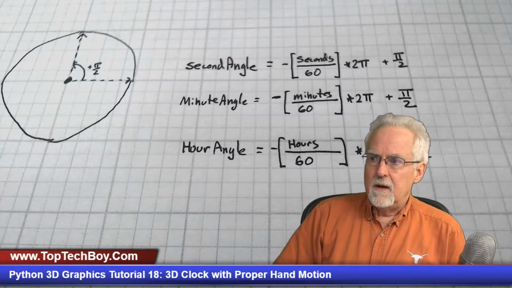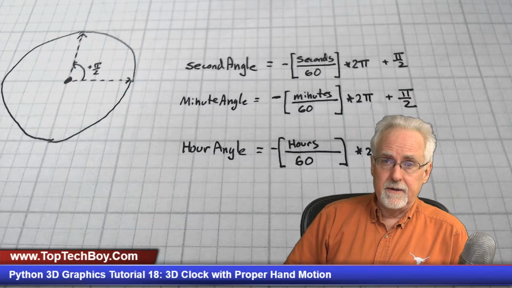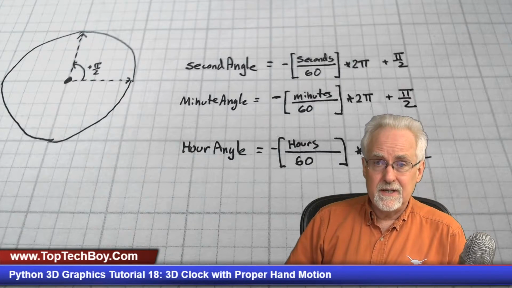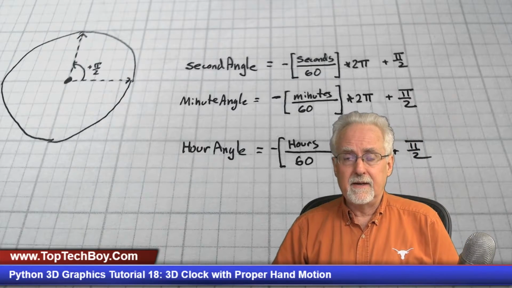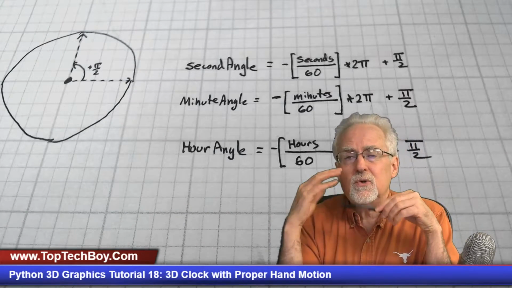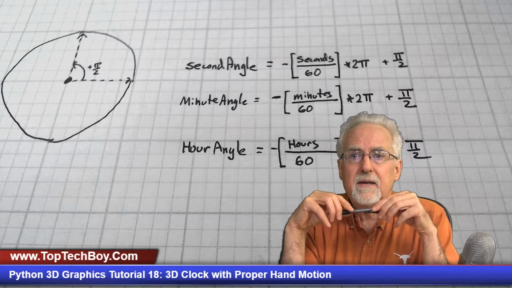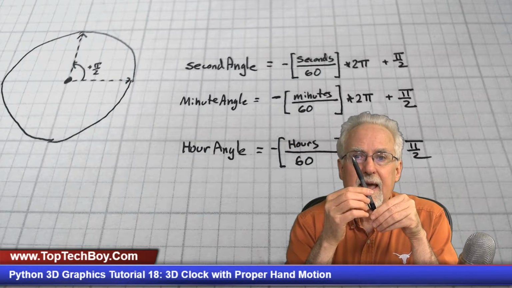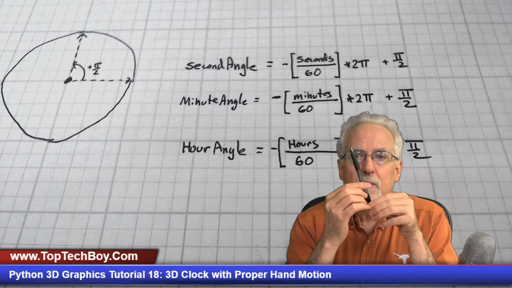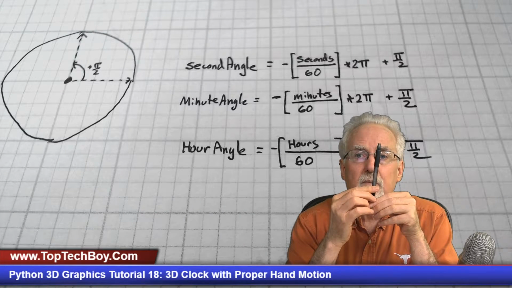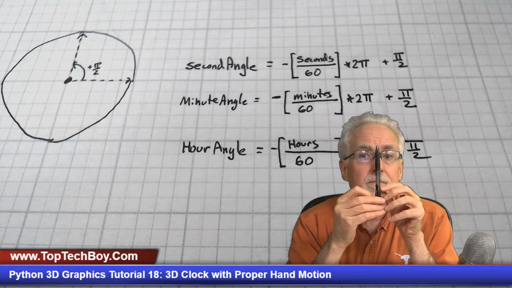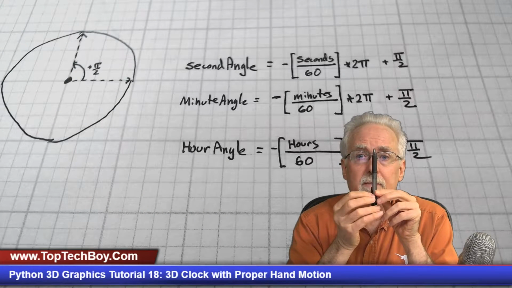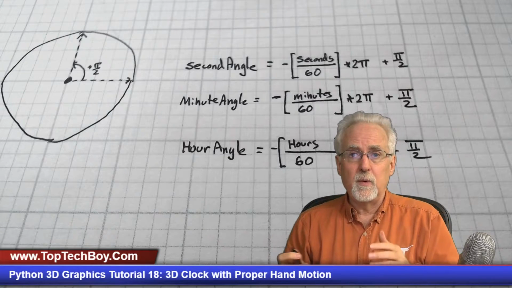Now, one of the things I talk to you a lot about is you want to get these things working on paper before you try to code them up. The way we have this working now, we can put the hands at any angle that we want, any angle from 0 to 2 pi. We can put those hands at any angle that we want.